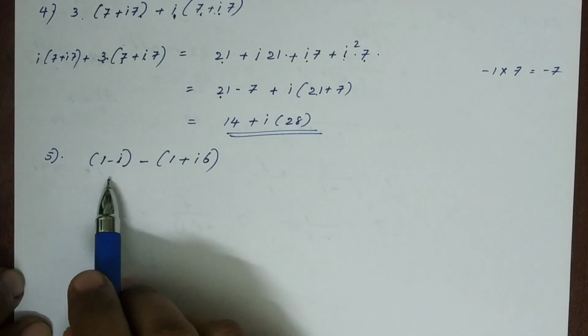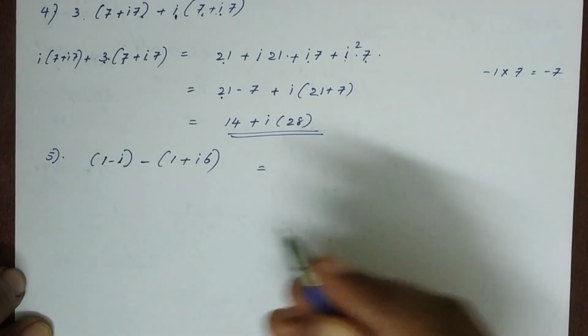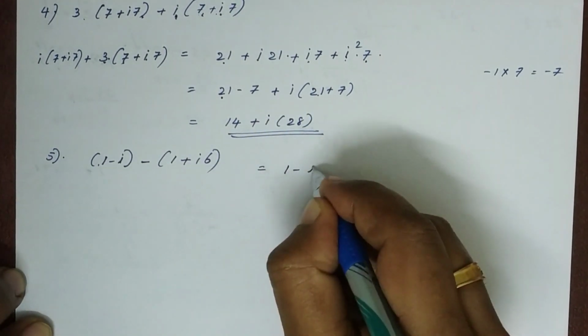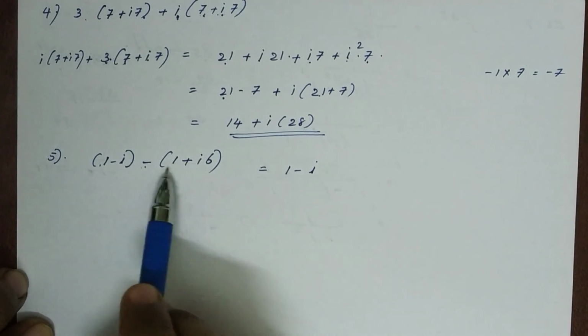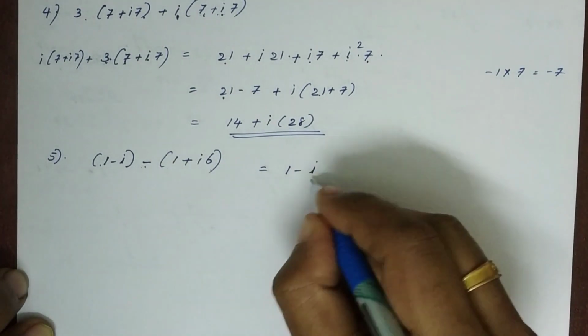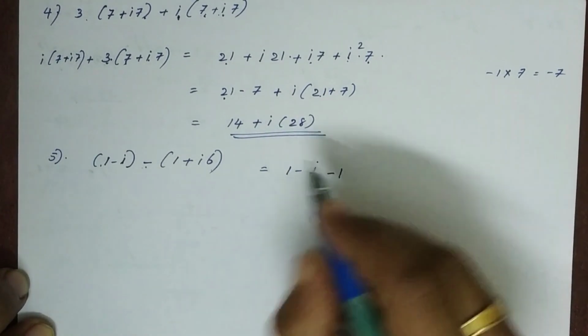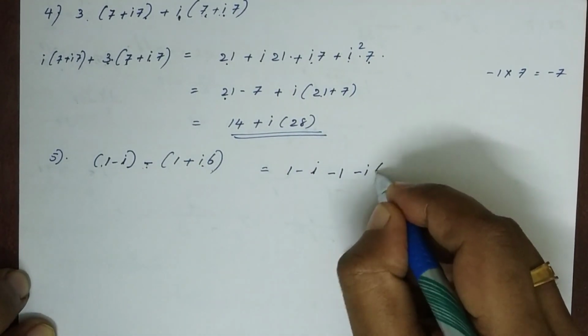Next problem. 1 minus i minus 1 plus i6. Okay. Now 1 minus i is what we need to do. Here there is a minus. This minus we multiply with the bracket terms. So minus into 1 is minus 1. Then minus into i6 is minus i6.